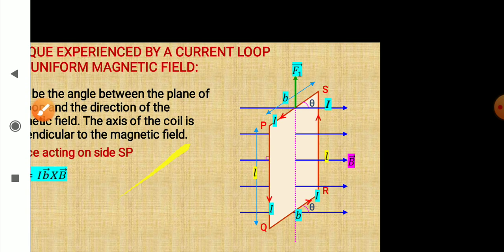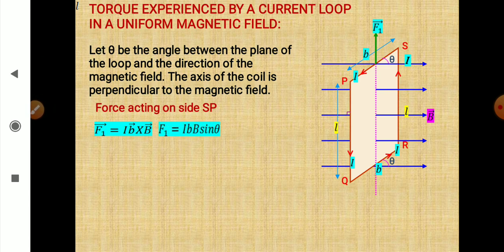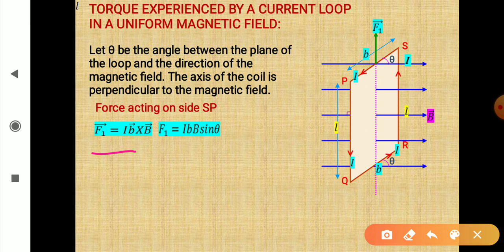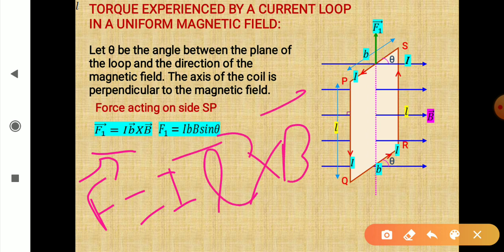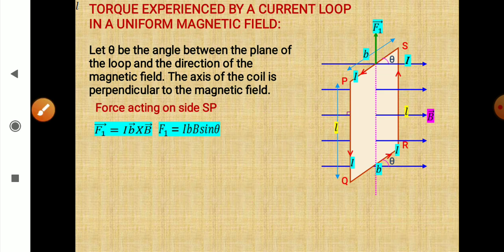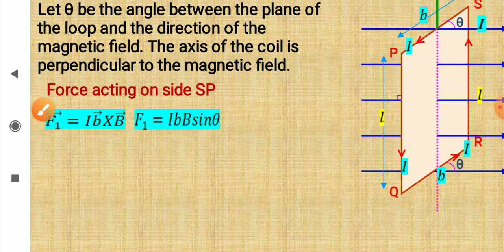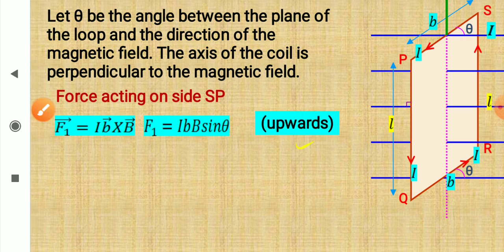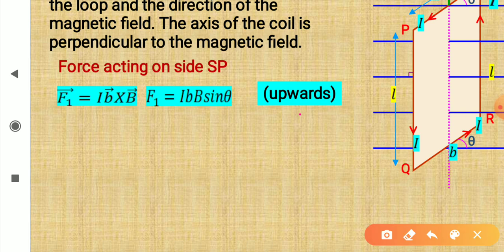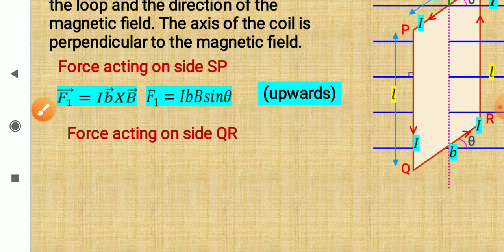And its magnitude is, F1 is I b cross B. You have done this relation that F is equal to I L cross B. So here the length is b, vector b. So the magnitude of this force is I b B sine theta. You know cross product is AB sine theta, and direction is upwards according to the right hand screw rule. And now force on side QR.